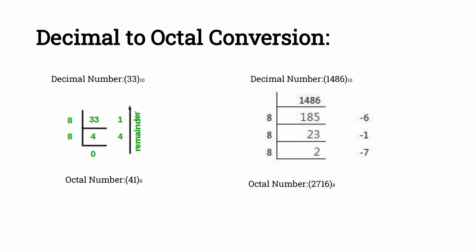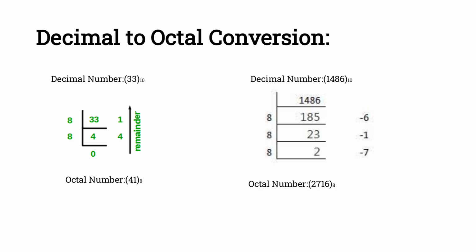So 33 as a number we are going to take as an example. Then we divide by 8. If we divide by 8, the remainder value is 1 and the quotient is 4. Again 4 is divided by 8. The remainder value is 4 and the quotient is 0. Again we check the remainder values, and then we write the values from down to upwards. So the final value is 41 with base 8. So this is the decimal number to octal number conversion.